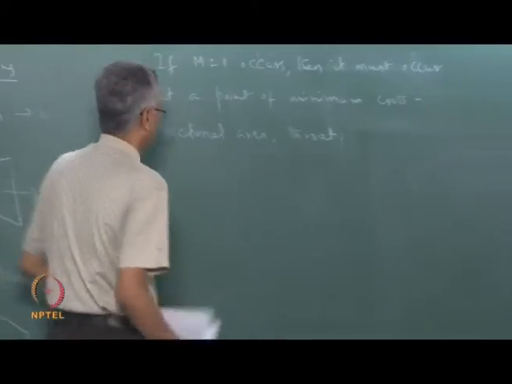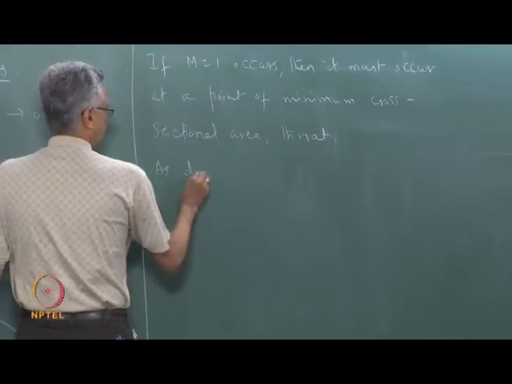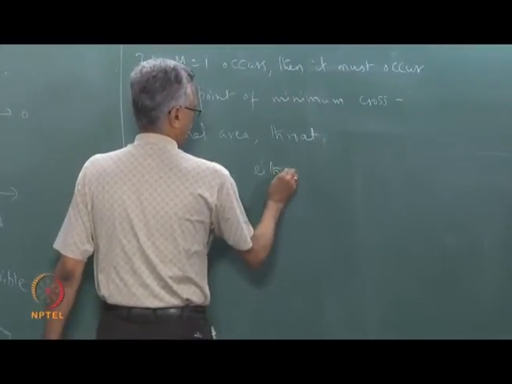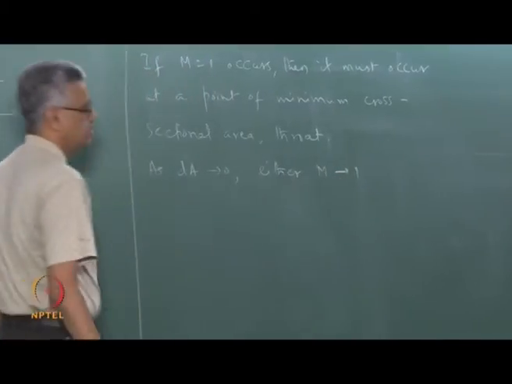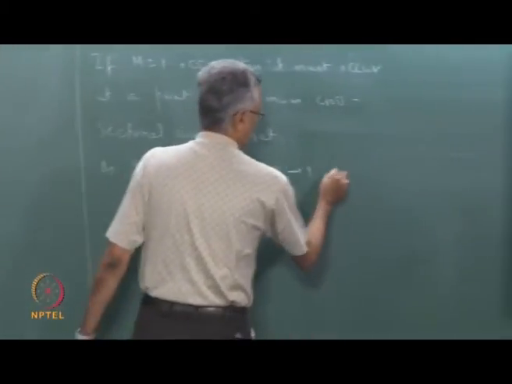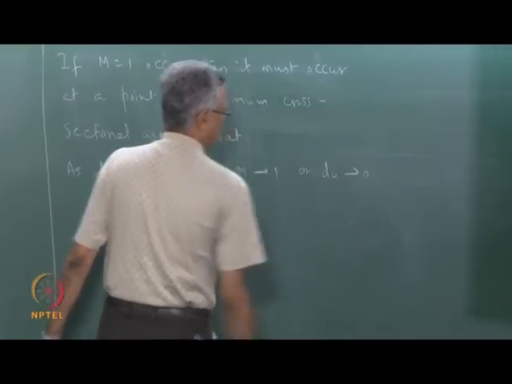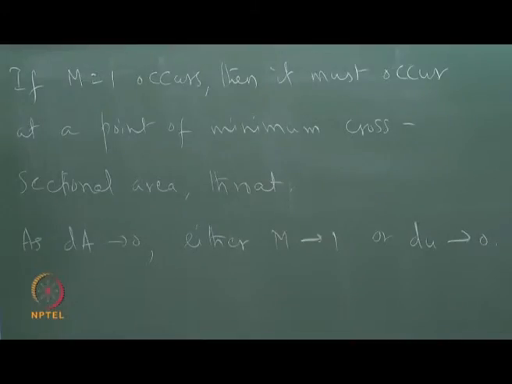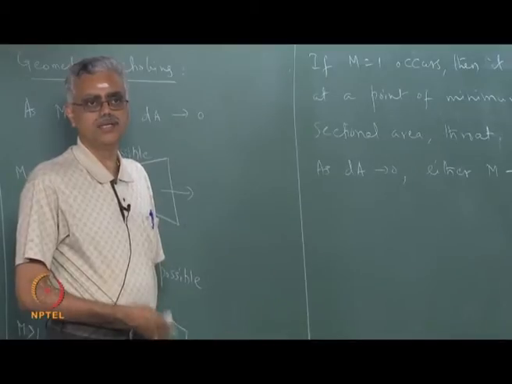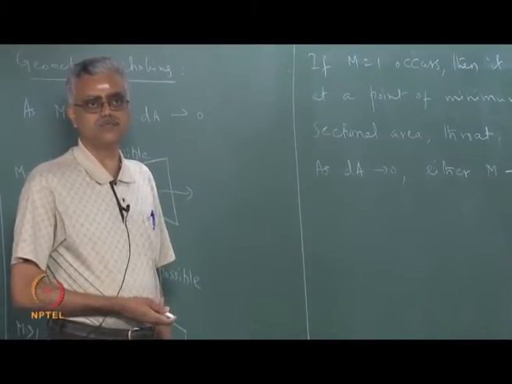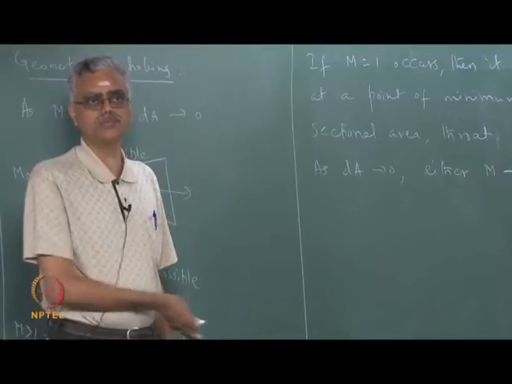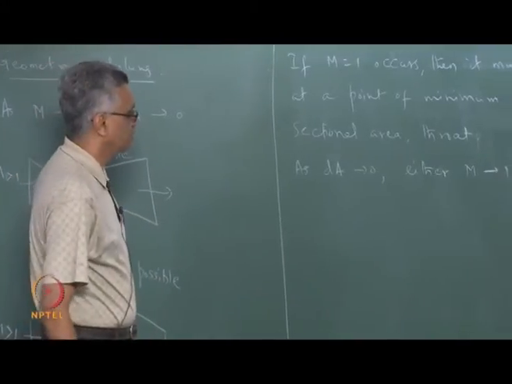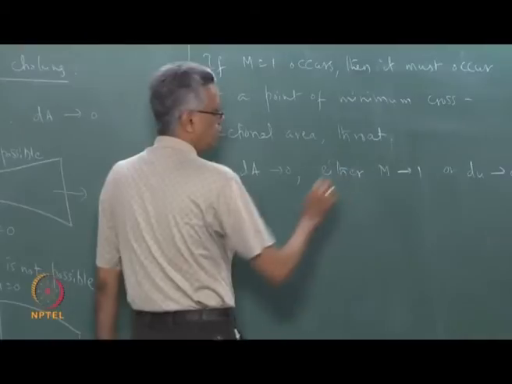Okay, that is a very important point. So as dA goes to 0, we can then write either m tends to 1 or du can go to 0. Which one we actually see in practice depends upon the conditions that you are maintaining in the flow situation, the downstream pressure, the upstream stagnation condition, and so on. It depends upon the actual situation. So, depending upon the situation, either m will tend to 1 or du will go to 0.